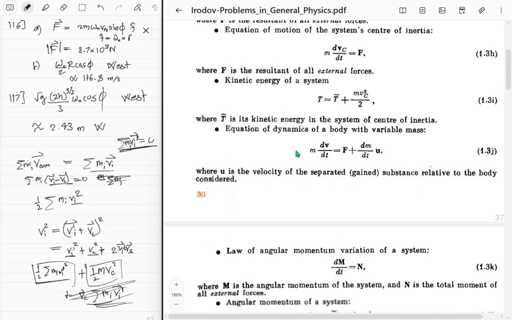Okay, then you have equations of dynamics of a body with variable mass. m dv upon dt is equal to f plus d upon dt times u. It just comes from the definition of momentum. But u is the velocity of the separated gained substance related to the body constraint. Wait a second. Separated substance?